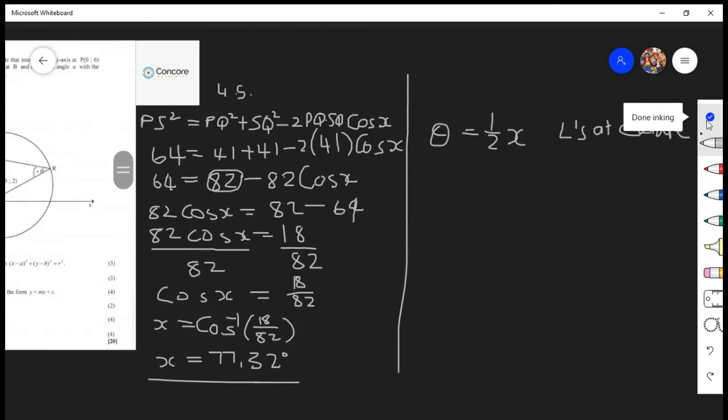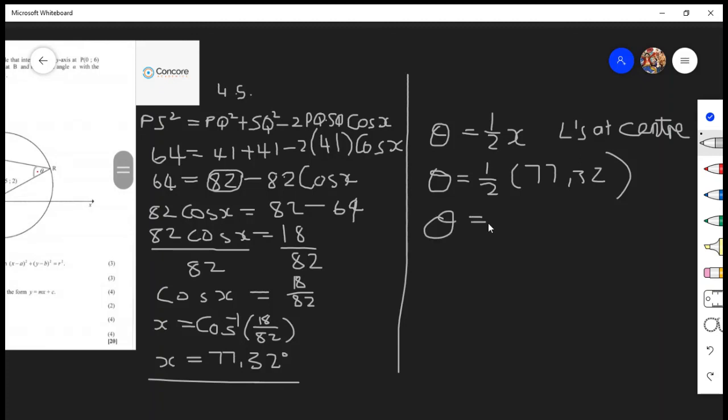So theta is therefore equal to half of 77.32, and theta is then equal to 38.66 degrees. Does everyone understand how we found angle theta? Is there anyone that's lost, and is there anyone that has any questions?